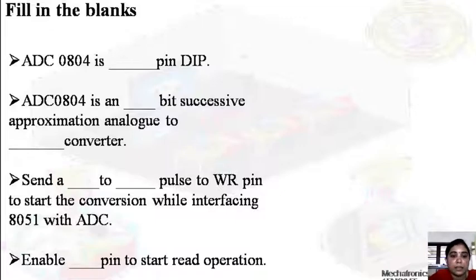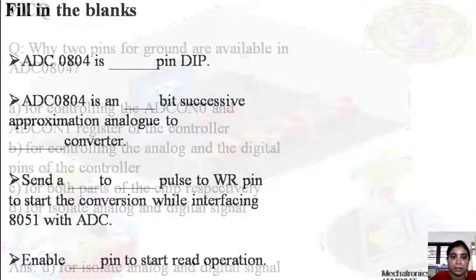Then send a dash to dash pulse to the write pin. That is, a low to high pulse to the write pin to start the conversion. Next one is enable dash pin to start read operation. You all know that read is related to the RD pin, so RD you should write in this blank.